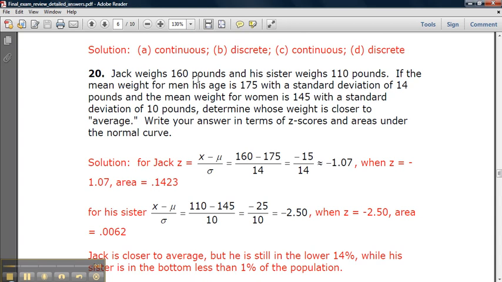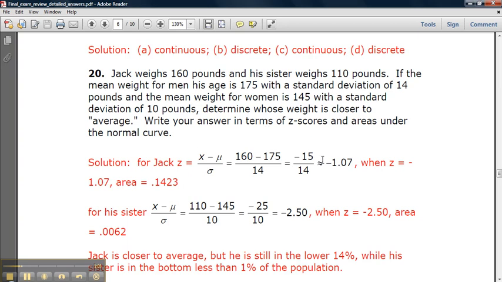Jack weighs 160 pounds and his sister weighs 110 pounds. If the mean weight for men his age is 175 with a standard deviation of 14 pounds, and the mean weight for women is 145 with a standard deviation of 10 pounds, determine whose weight is closer to average. Write your answer in terms of z-scores and areas under the normal curve.